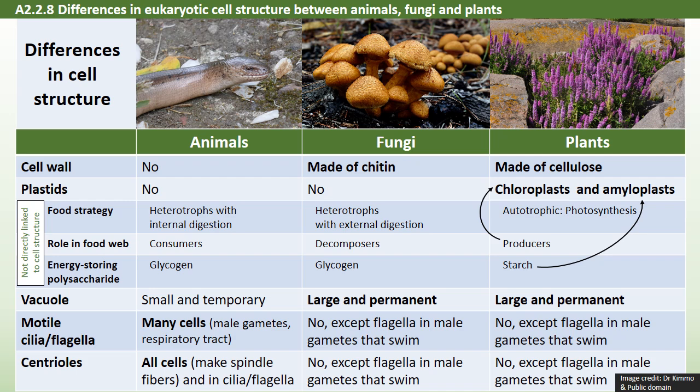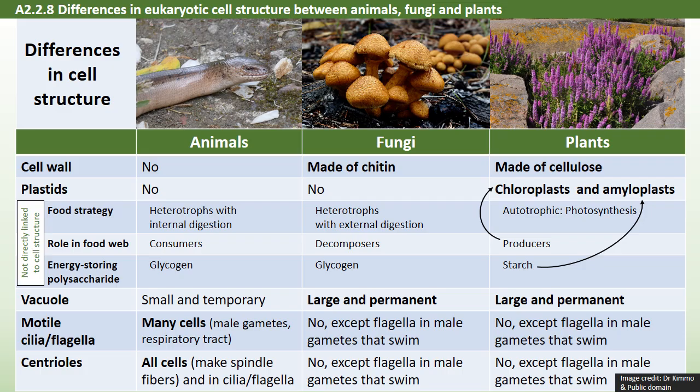Motile cilia and flagella. Now, motile means related to movement. Animals have many cells with motile cilia or flagella. For example, male gametes, sperm cells, and also a lot of cells in the respiratory tract. For example, there are a lot of cilia that keep moving mucus up the respiratory tract to clean it.